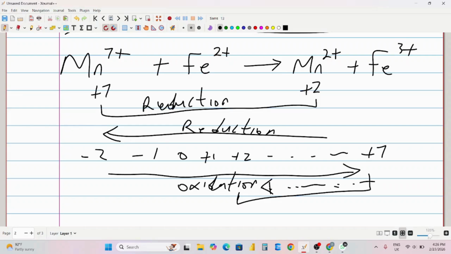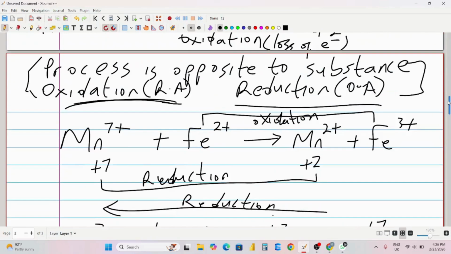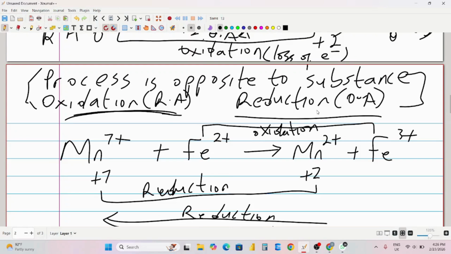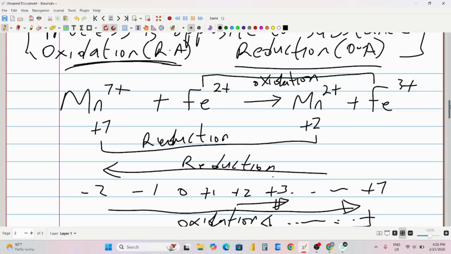While for your 2+ to 3+, following this way, your iron is undergoing what? Oxidation. So from what we've learned earlier, we said oxidation RA and reduction OA. So reduction OA, this is our oxidizing agent, while oxidation RA, this is our reducing agent.